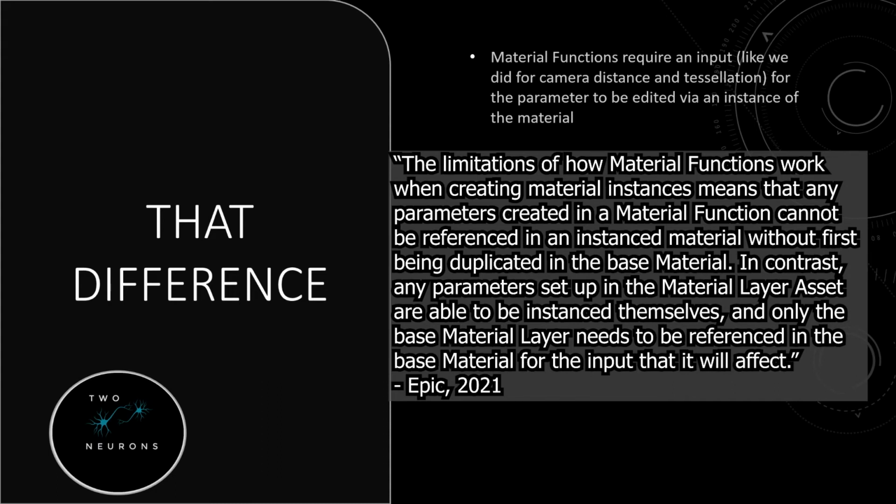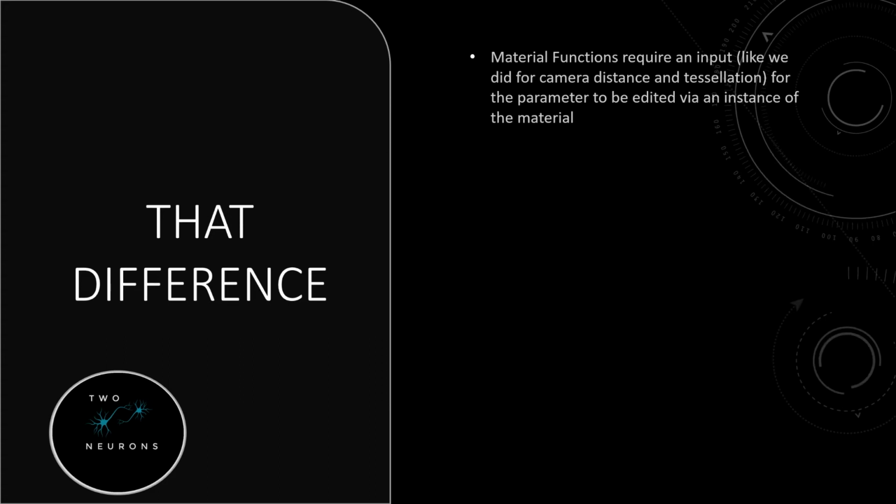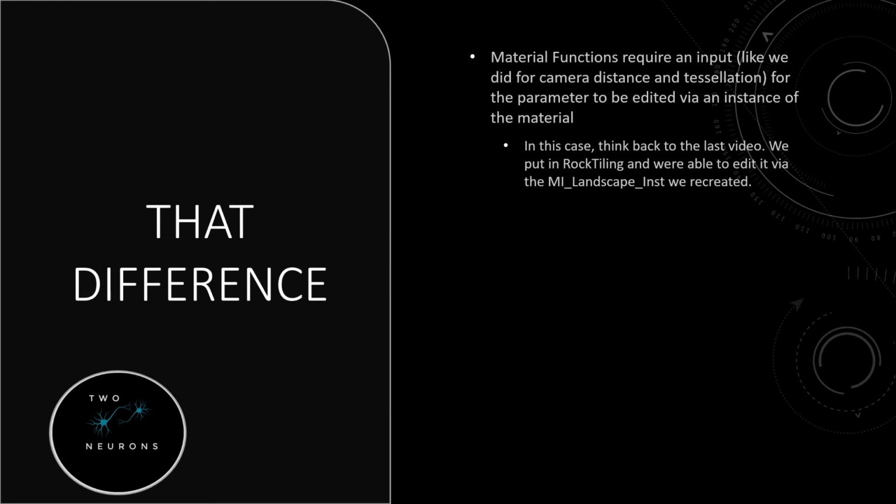If you create the parameter in the material instance, yes, it is harder to get access to it directly. And it might be our use case where this is where we're getting around it. But in many cases, to access a parameter in a material function, we need to have an input. And if we don't, then we can't edit it.